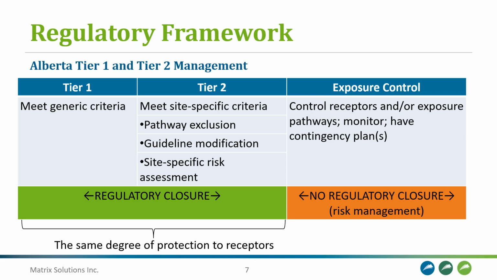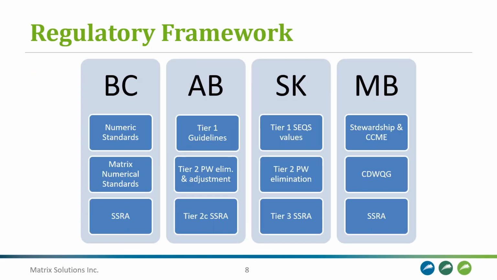Tier 2 involves using your conceptual site model and applying simple pathway exclusion or using your site data to modify the generic guidelines to eliminate some of your assumptions that might be overly conservative for your site or modify those assumptions. Tier 2 also has the option of a site-specific risk assessment, which can further eliminate the conservative assumptions built into the generic criteria and provide a more site-specific evaluation of the risk at a given site.